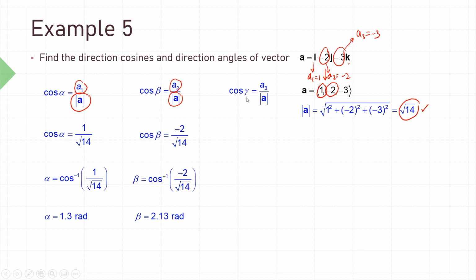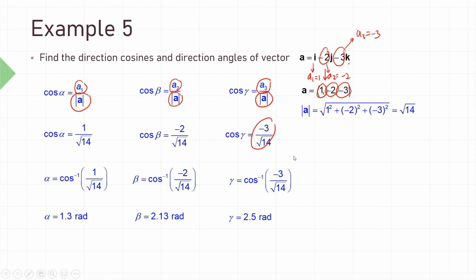And the last one, we have the cos of gamma. So A3 is actually -3 and the magnitude of A is square root 14. So we substitute inside the formula, we get -3 over square root 14. To find gamma, we have to find the cosine inverse of this value. Then using your calculator you get 2.5 radian.